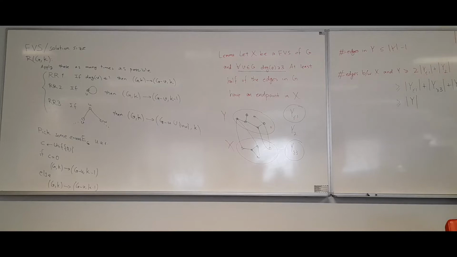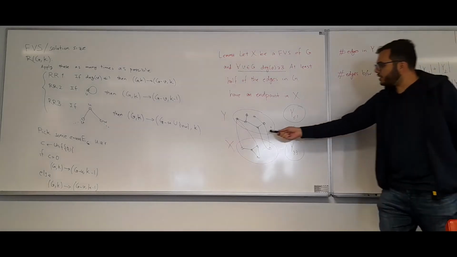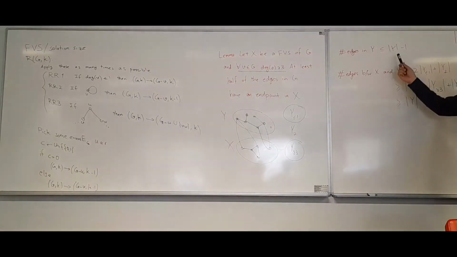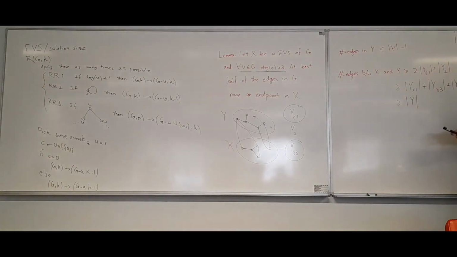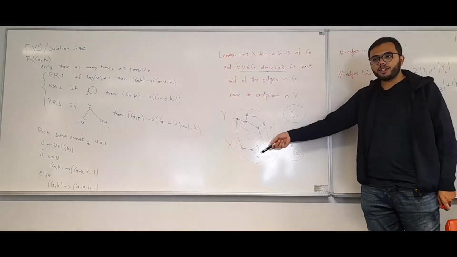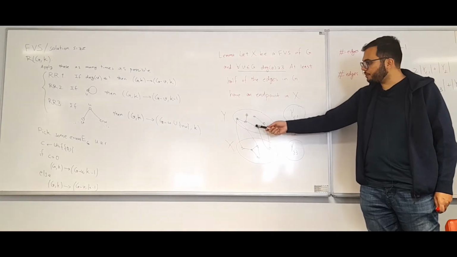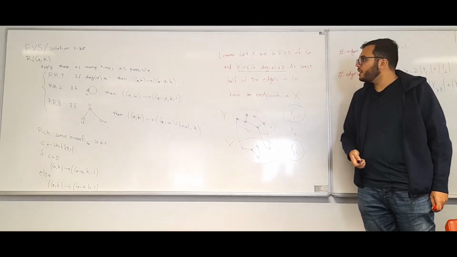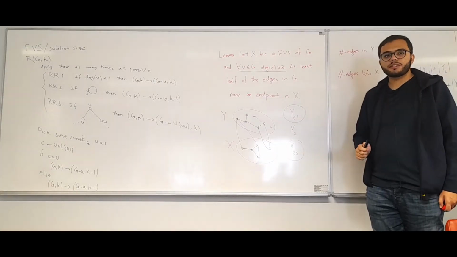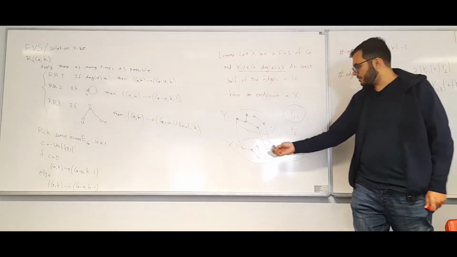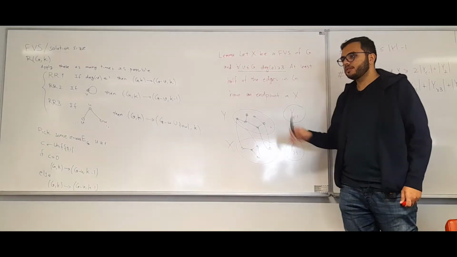Okay, so what did we prove? We proved that the number of edges that are entirely inside y is at most y minus 1. But the number of edges that go between x and y is at least y. So the number of edges that go between x and y is more than the number of edges that are entirely in y. So more than half of the edges have at least one of their endpoints in x, right? Because I'm not even counting these ones.